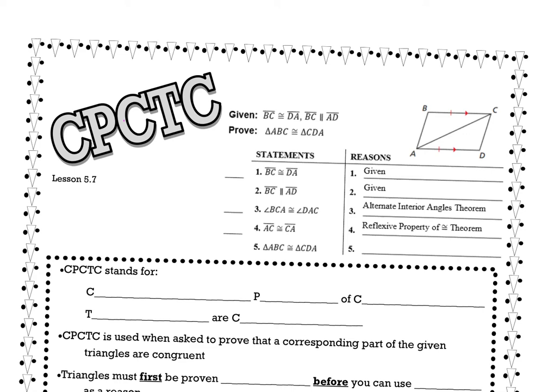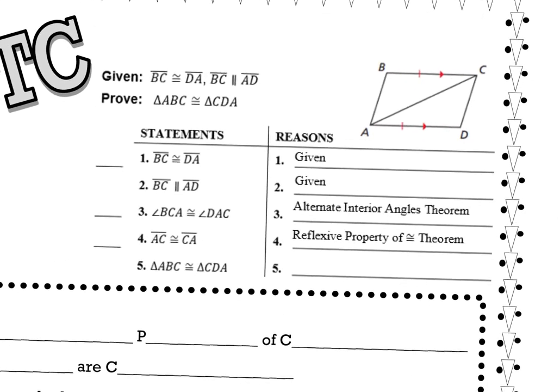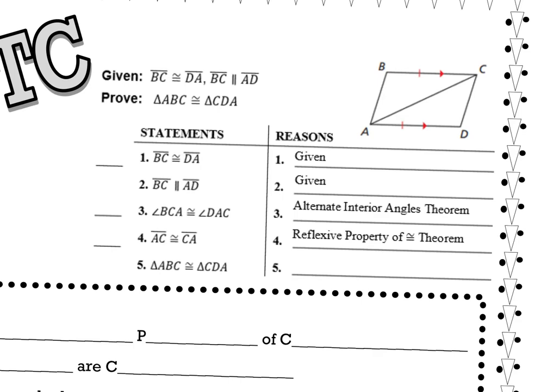Montana. Today we're going to be going through lesson 5.7, which is going to be CPCTC. What that stands for is corresponding parts of congruent triangles are congruent. We'll get a little more into that and talk about what CPCTC means. So right here we have a simple proof, given that BC is congruent to DA, then BC is also parallel to AD.